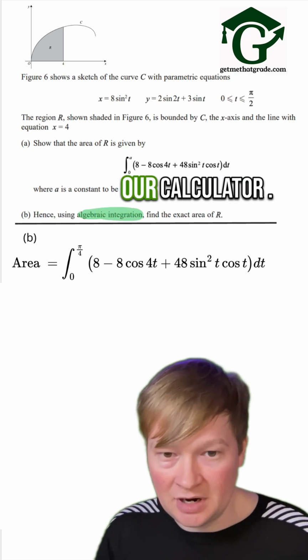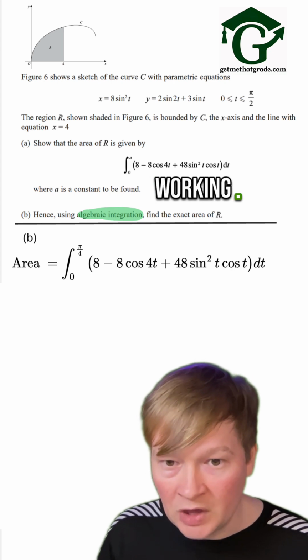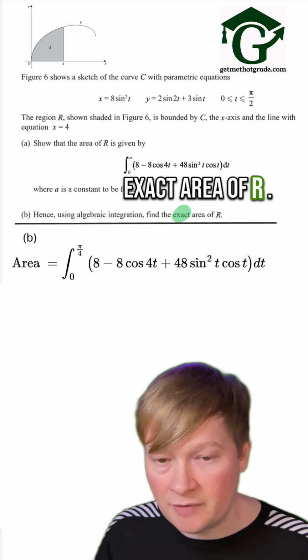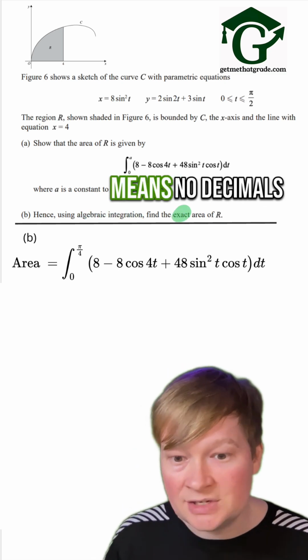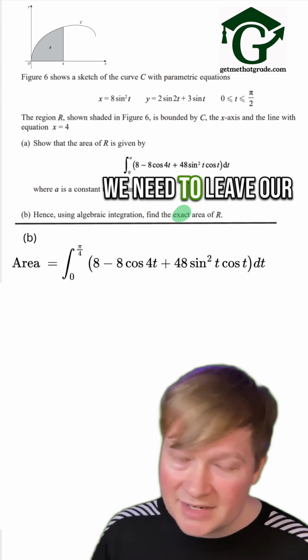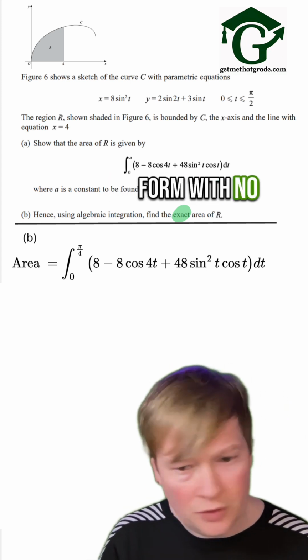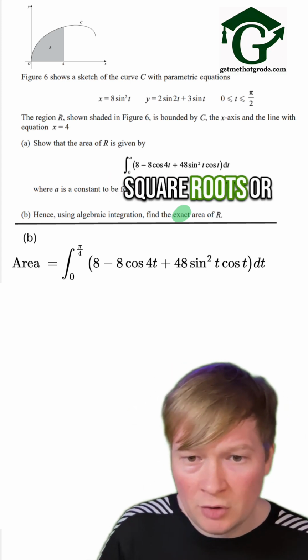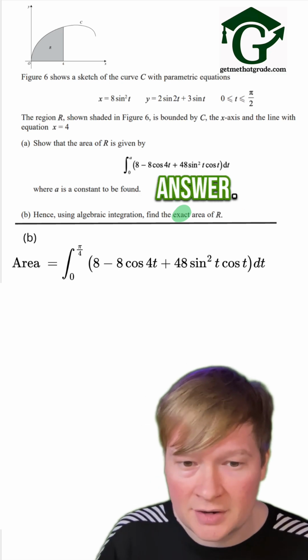Part B, it says hence, so that means using what you've just done, using algebraic integration, so we're not allowed to just put this in our calculator, we need to show the working. We need to find the exact area of R. That word exact means no decimals allowed. We need to leave our answer in an exact form with no decimals. So if we have any square roots or pies, we're going to leave those in our answer.